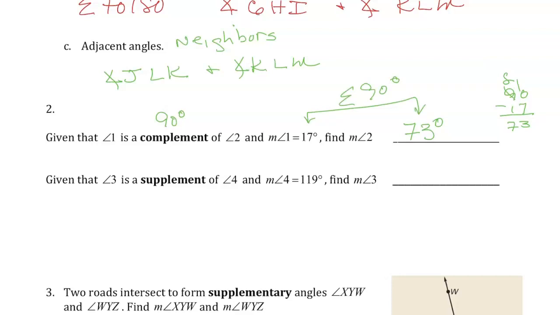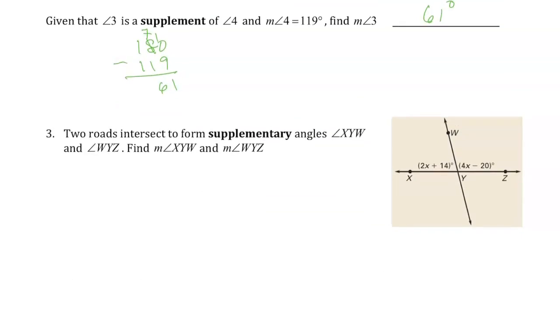So given that angle 3 is a supplement of angle 4, and I have the measure of angle 4 as 119, stop the video, see if you can figure out what the supplement's going to be. You're going to do some nice math with it. Don't grab your calculator. Do it by hand and see if you get the same thing. I'm getting 61 degrees. Okay, just a couple more.